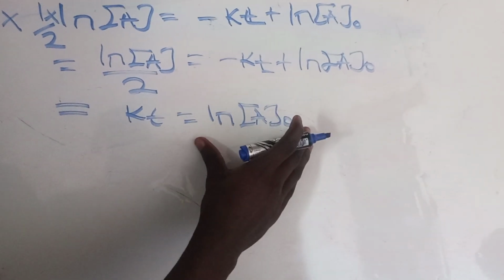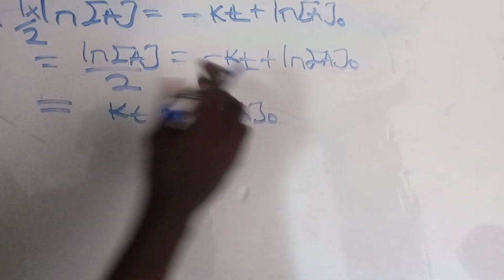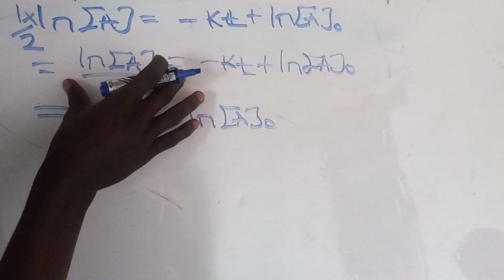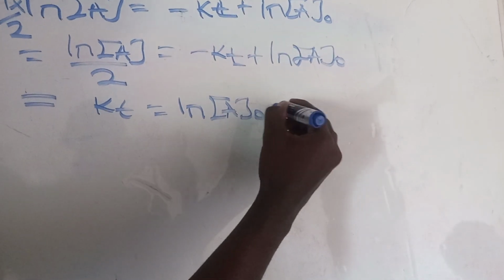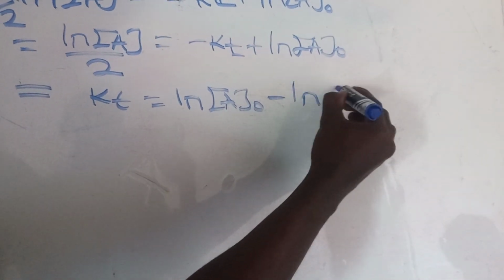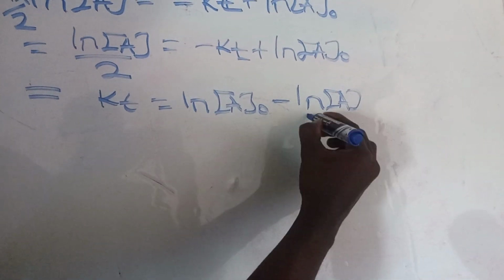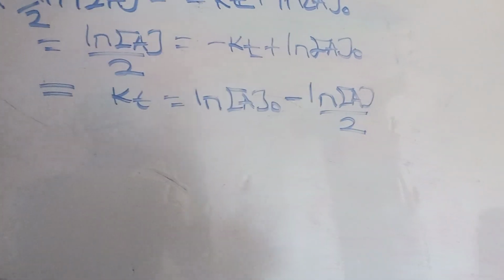ln of the initial concentration of A. Once this ln of concentration of A crosses the equal sign, it turns into a negative, which is ln of concentration of A divided by 2.